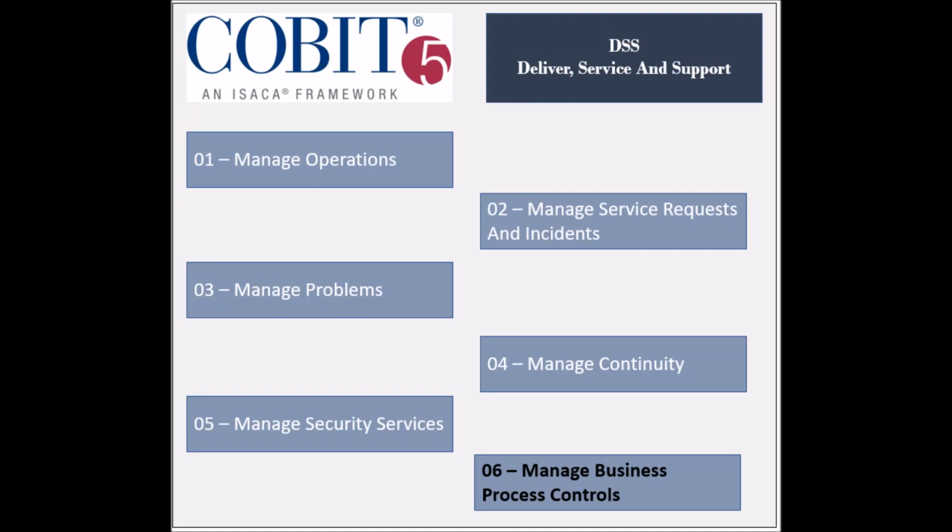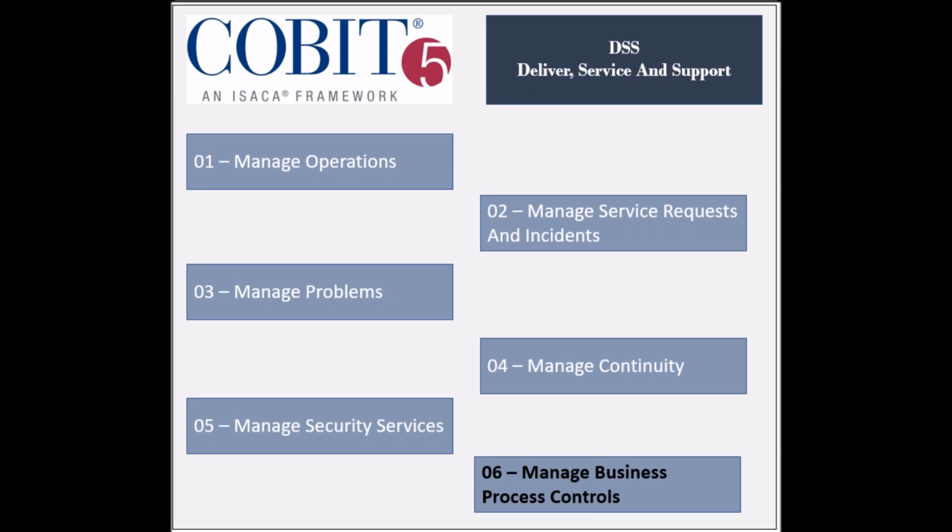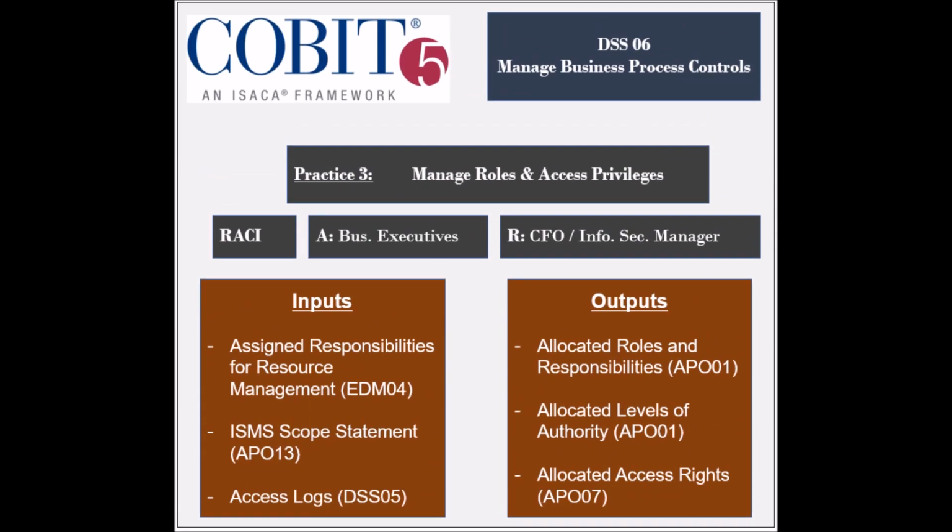The sixth and final process of the Deliver, Service and Support domain is called Manage Business Process Controls, which has 6 practices. The third practice is to manage roles and responsibilities and levels of authority. The entities responsible for this practice are the business process owners, the chief financial officer, and the information security manager. The entity that is held accountable is the business executives.